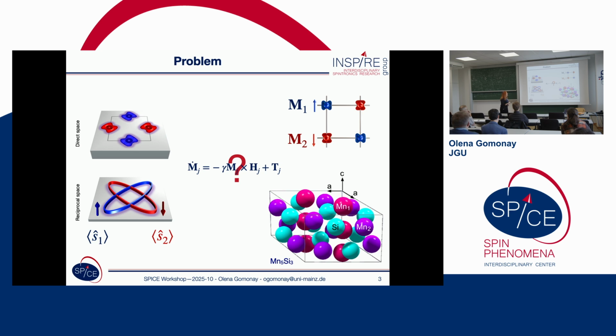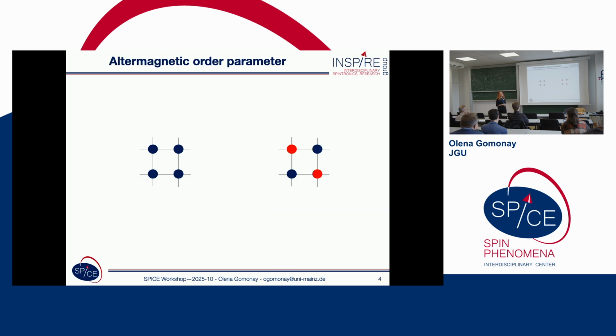But before I go to the details of this material, I would like to start from the concept of altermagnetic order parameter, which we suggest here. The idea is to find a tool which helps us to distinguish between antiferromagnets and altermagnets, and do it in a very efficient way within the phenomenological approaches.